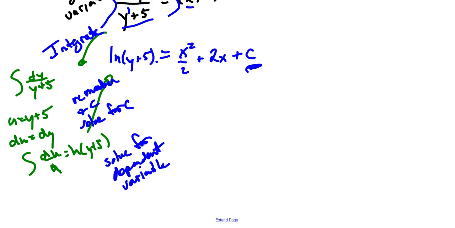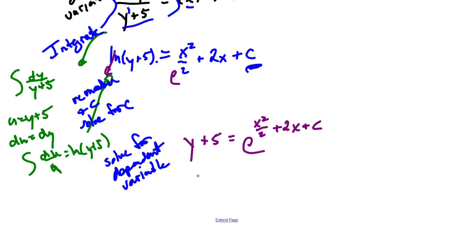So to solve for this dependent variable, I'm going to change my color right here. We're going to then e both sides, in this case, because we want to get y by itself. All right, we get y by itself. So we're going to have e. Now when I do that, these will cancel out, and then I'm left with y plus 5, and that's going to equal e to the x squared over 2 power plus 2x power plus c power.